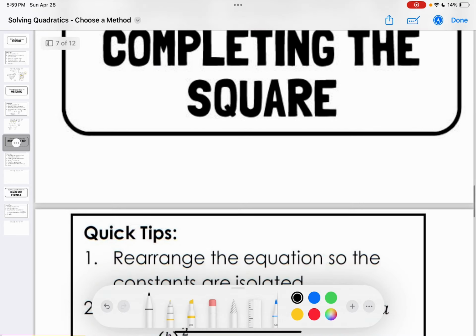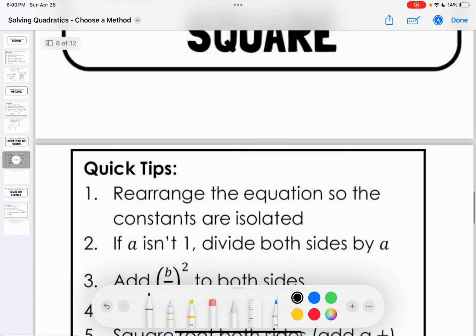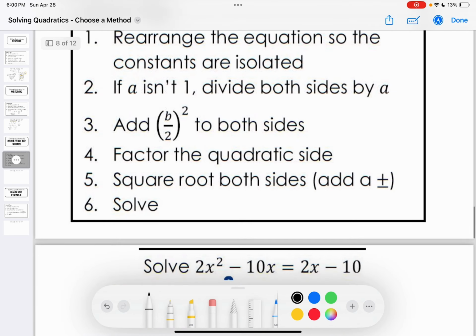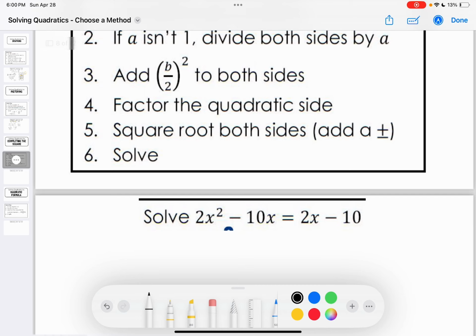Now we talked about completing the square as another process here. Steps here, again: rearrange the equation so the constants, the numbers, are isolated. If a isn't 1, divide both sides by a. And again, there's another constraint on that problem. It may not always be nice to divide everything by the a value. Then we find the value that will complete the square, which is b divided by 2, squared. Then we factor the quadratic side, we square root both sides, adding a plus or minus, and then solve.